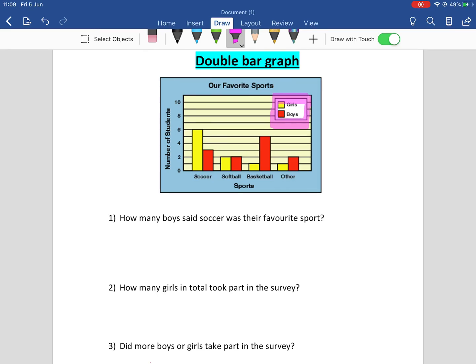So you see each category has 2 bars instead of 1. So for soccer there is a yellow and there is a red bar. And this is just telling us boys and girls separately. So it's just giving us a wee bit more information about the people we surveyed.